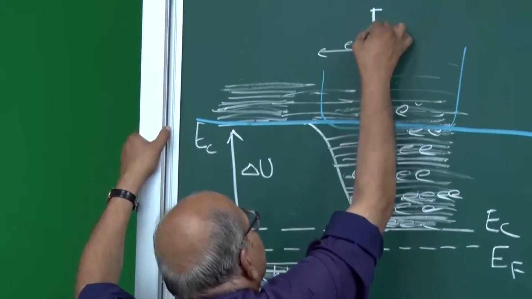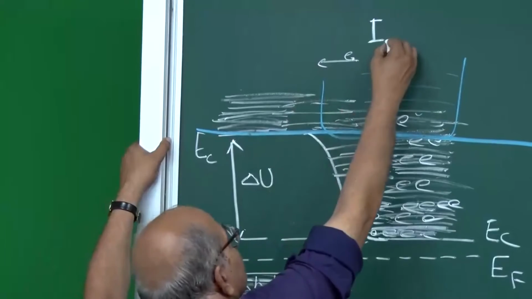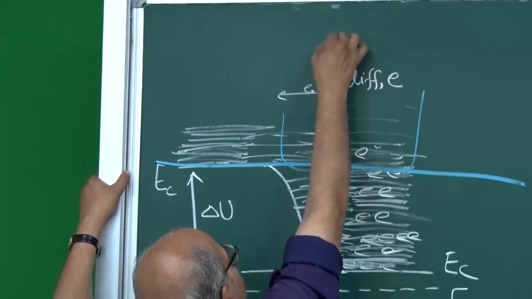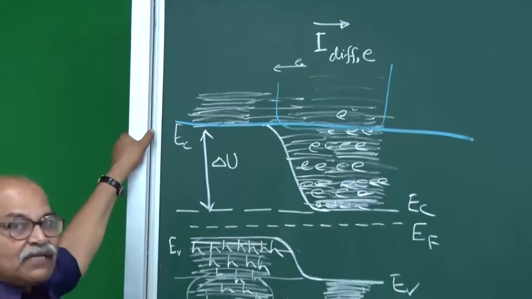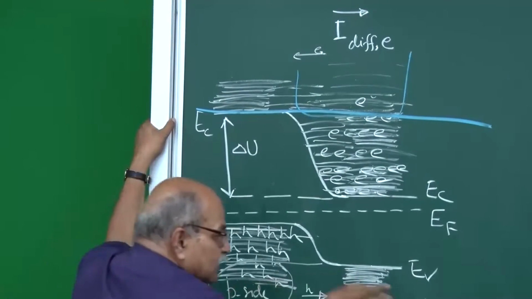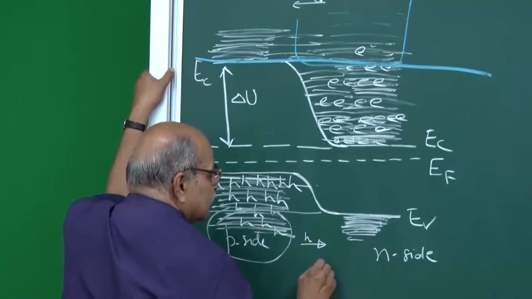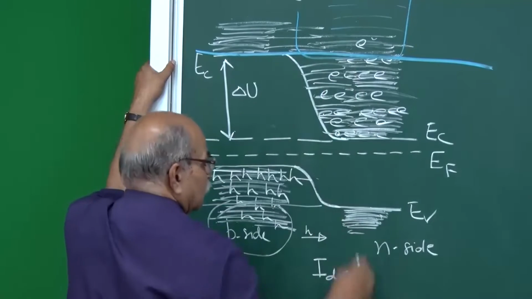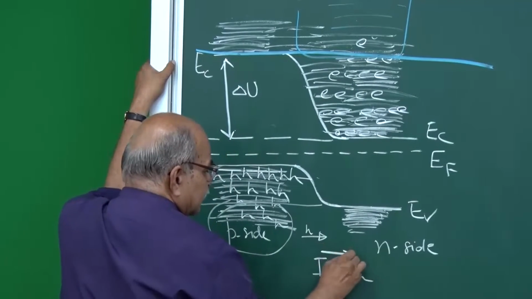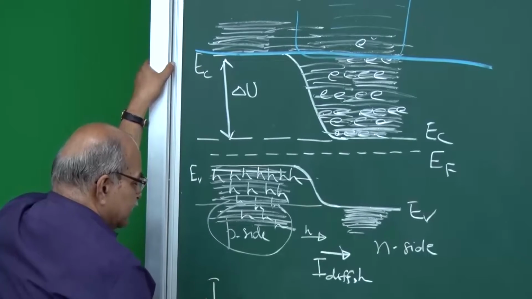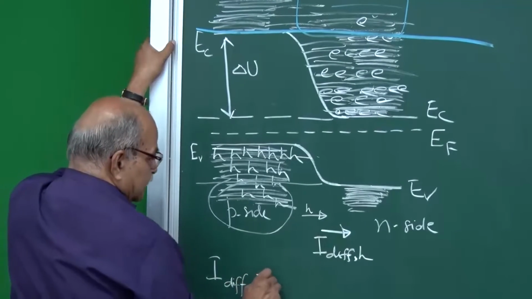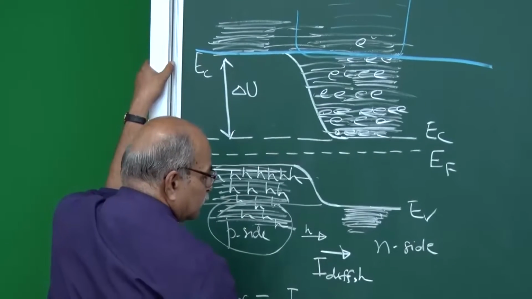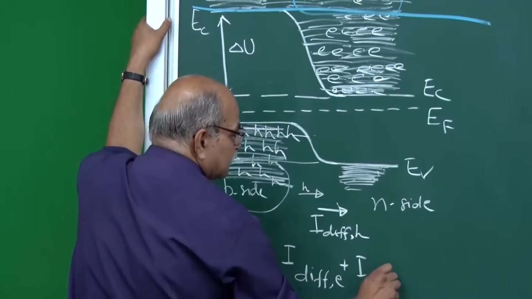This is the current because of this electron diffusion. You can call it I diffusion because of electrons, and the direction will be opposite to the direction of electron movement. And here, because of holes going this side, you again have a diffusion current. You can call it I diffusion because of holes, and the direction is once again the same. And so you have I diffusion, which is equal to I diffusion because of electrons plus I diffusion because of holes.